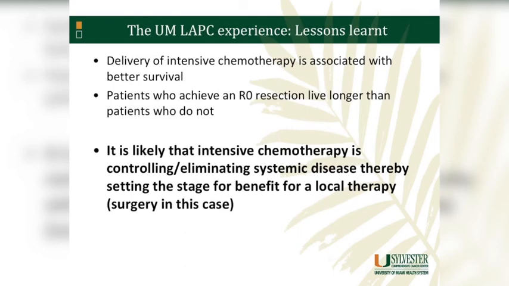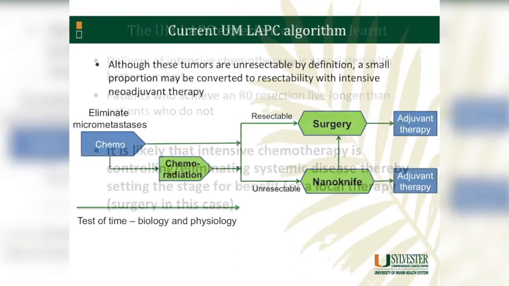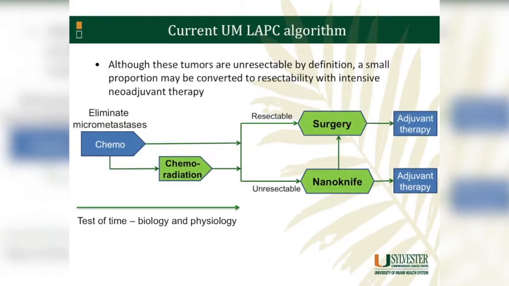These are the lessons that we learned: patients who achieved an R0 resection live longer than those who didn't, and it is likely that intensive chemotherapy was controlling or eliminating systemic disease and setting the stage for benefit of a local therapy. So this is now our algorithm for patients with stage 3 pancreas cancer.